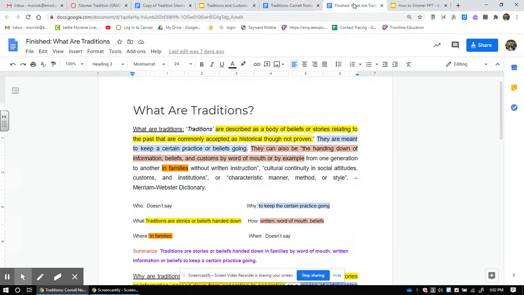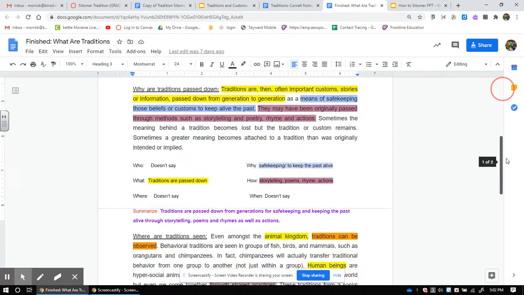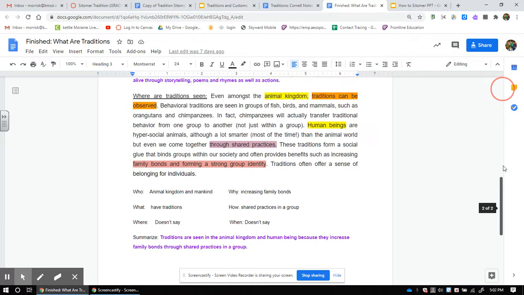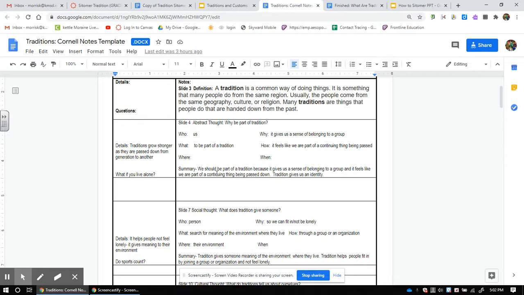If I wanted to use my notes from my article, I could too. But I chose this time, and you can use these, but I chose this time because I only needed two pieces of evidence here. So I chose to use these notes. So as you can tell in this section here, traditions grow stronger when they're passed down from one generation to another. Here's my summary. We should be part of a tradition because it gives us a sense of belonging to a group, and it feels like we're part of a continuing thing being passed down.